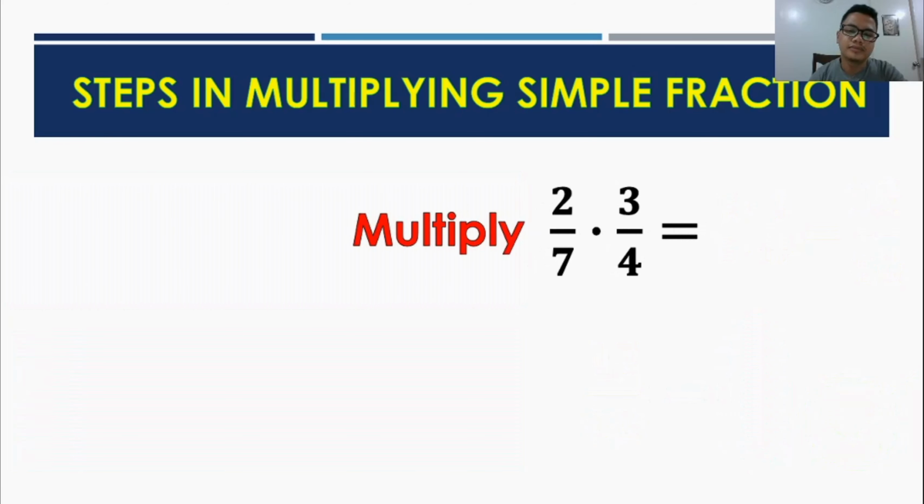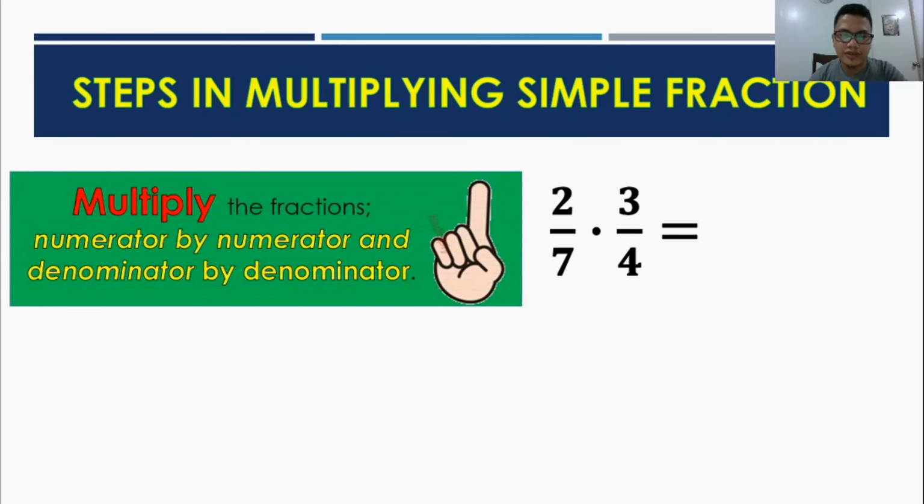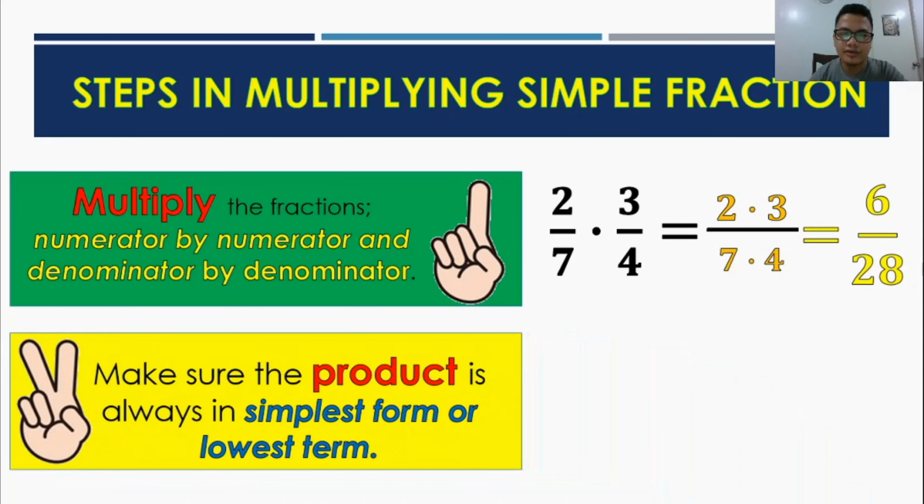Next. Multiply 2 over 7 times 3 over 4. First step, multiply numerator by numerator, denominator by denominator. So we have 2 times 3 over 7 times 4. Then there we have it. 2 times 3 will give us 6, and 7 times 4 will give us 28. Next question, is it simplified? So 2 simple steps. First, multiply numerator by numerator, denominator by denominator. Second, you just have to make sure that your final answer is always in simplest form.